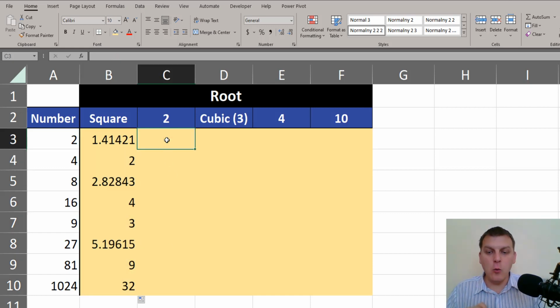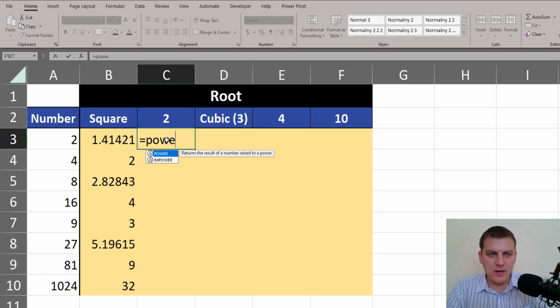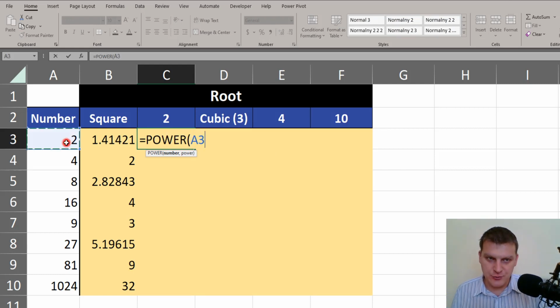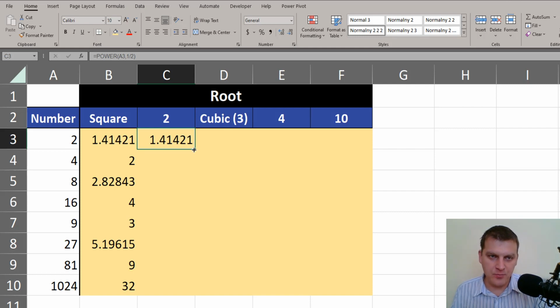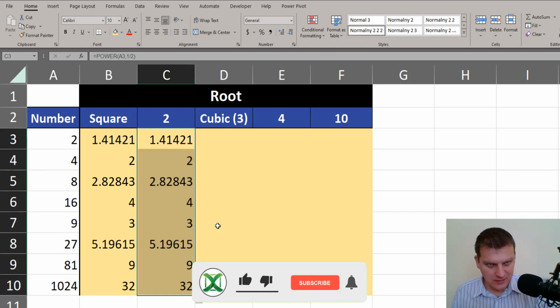But we can also use the POWER function to calculate square roots using inverse numbers. So for square root, it is 1 divided by 2. And just like that, we have the same results.